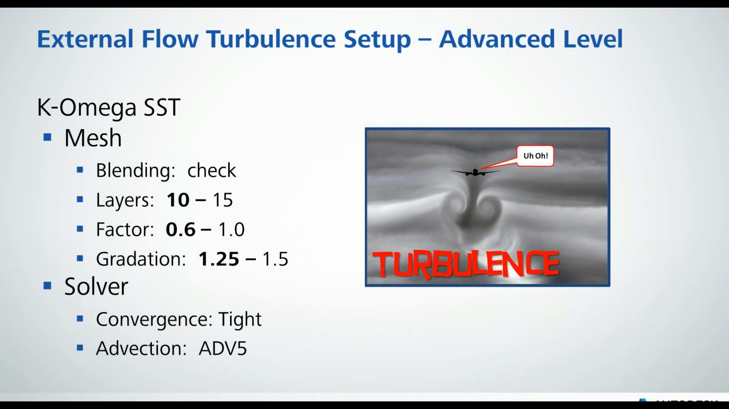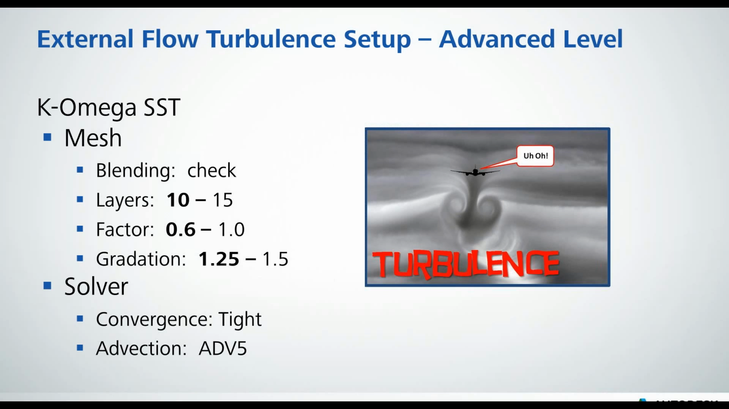When you go into the enhancement layers, you want to make sure the blending checkbox is checked. For layers, you're going to range from 10 to 15, 10 being a great starting point. The factor is going to be 0.6 to 1.0. Again, the bolded numbers here are the recommended, 0.6. And you're going to set gradation to 1.25 to 1.5.